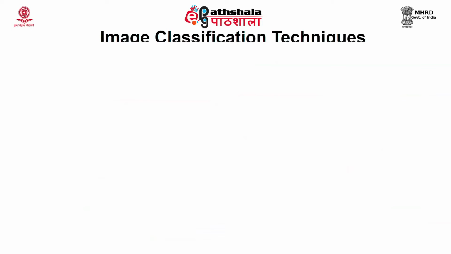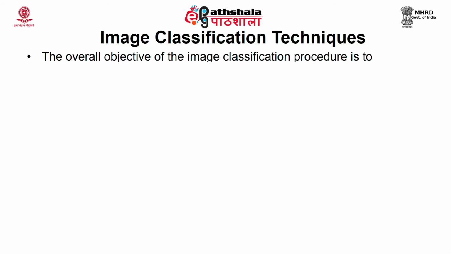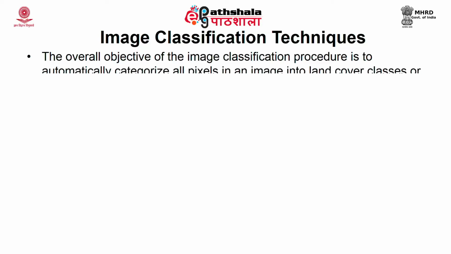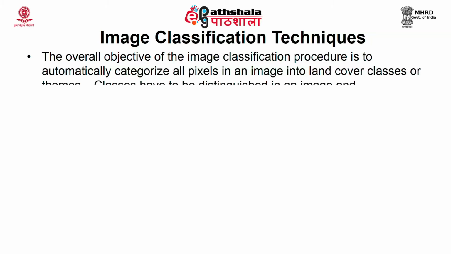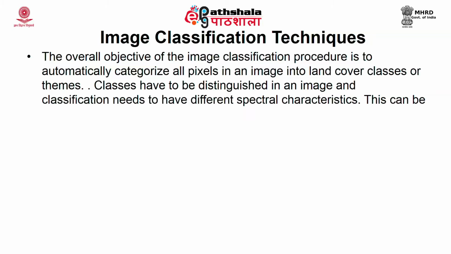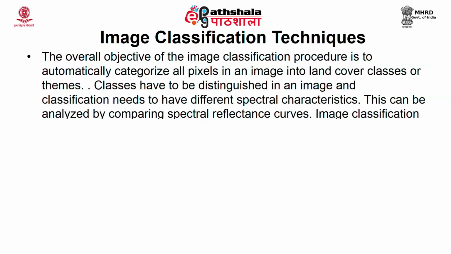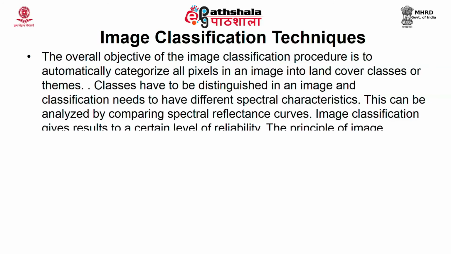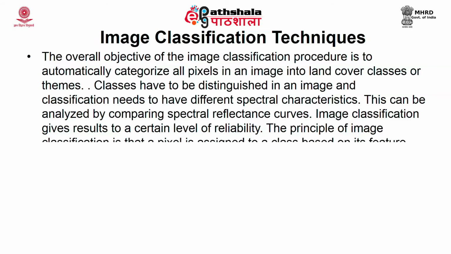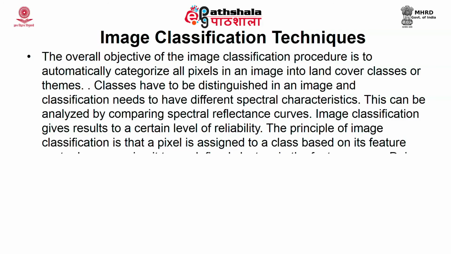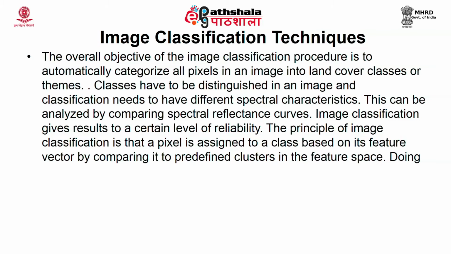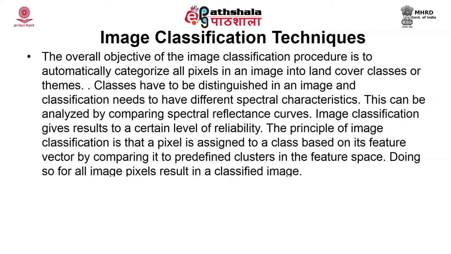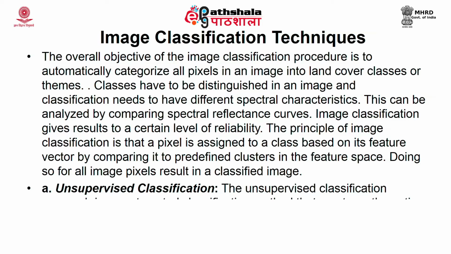So, coming to the classification techniques of satellite images, the overall objective of image classification is to automatically categorize all the pixels in an image into land cover classes or themes. This requires that the classes should be distinguished in an image and they should have different spectral characteristics as well. This can be analyzed by comparing the spectral reflectances of pixels. Image classification gives results to a certain level of reliability that needs to be confirmed with the ground reference data.